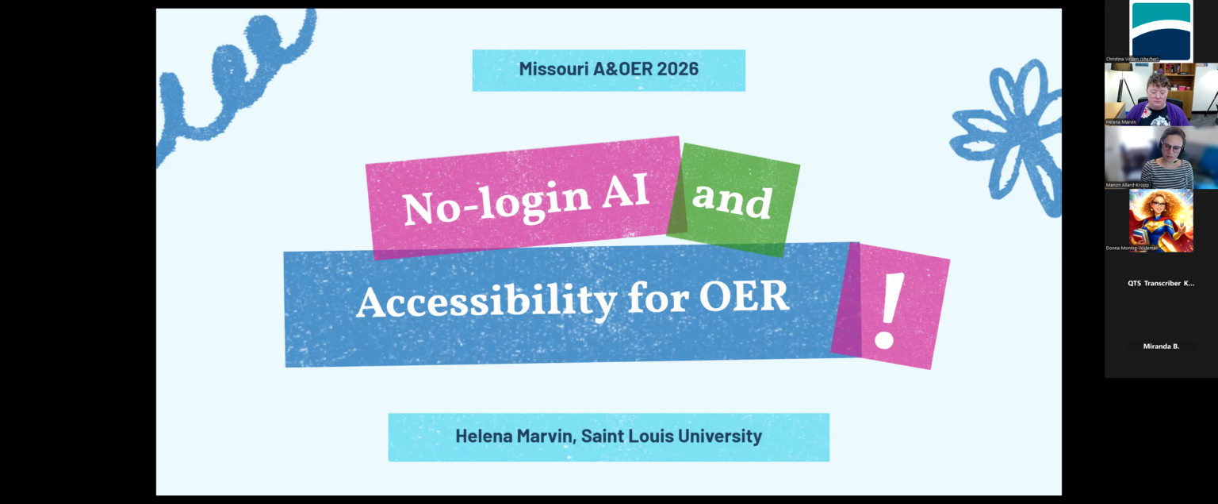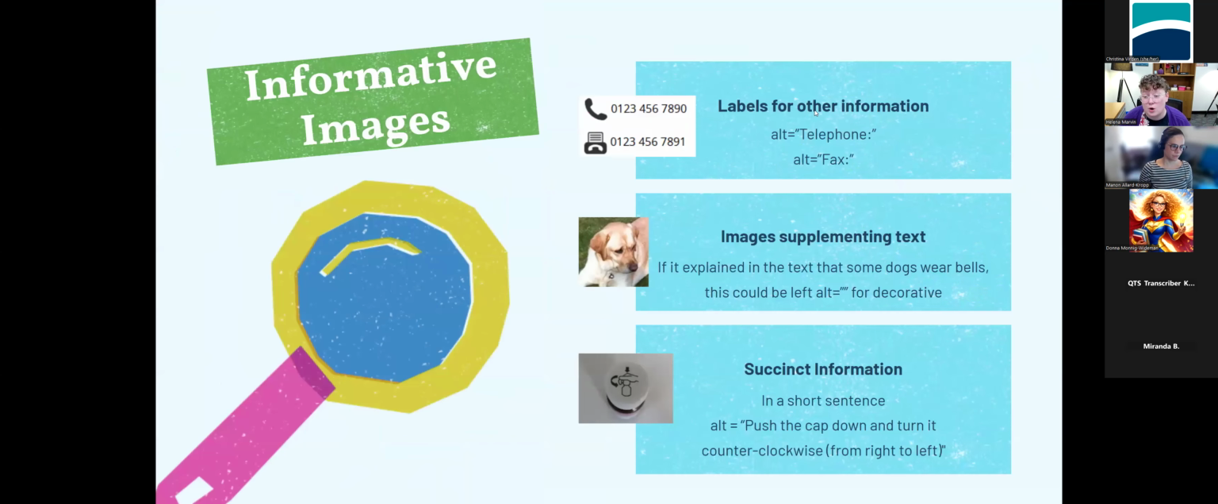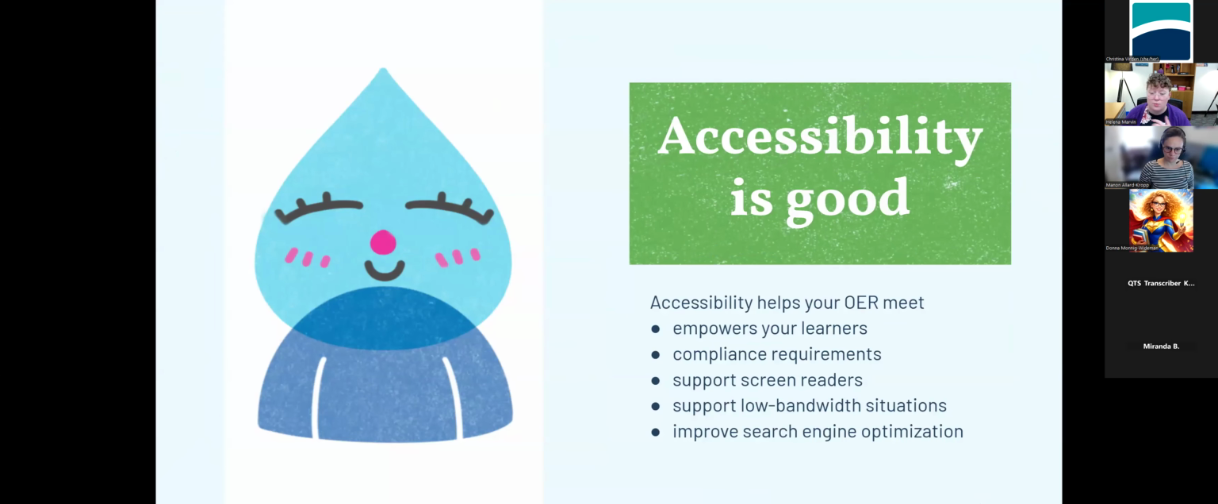So just to back up, on the internet, if there's a picture, there should be alt text. Alt text can help not only folks who need screen readers, but also folks who have slow internet. So it helps to meet compliance, to support screen readers and low bandwidth situations, and just makes things more searchable. But the question of what is an image and what image needs alt text is really tricky.